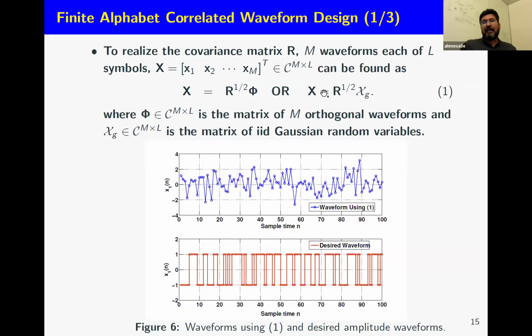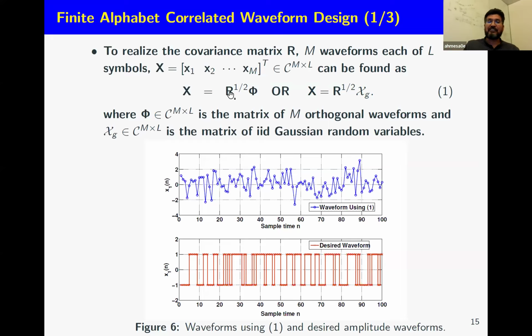Or you can also use X equal to the square root of the matrix. You can use the Cholesky decomposition for that, or you can use the command in MATLAB, and that will give you the square root matrix. Once you have the square root matrix, you can also multiply it with G, where G is a matrix of independently and identically distributed Gaussian random variables. If you multiply with them, you will get your X as well. I think it's very simple to understand.